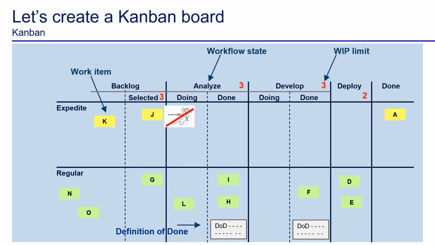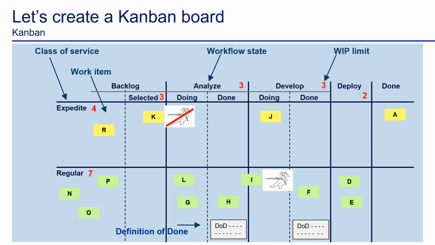We call this a class of service. It's good to limit the amount of work per class of service. If we want to, we may introduce WIP limits per workflow step for the expedite row separately. We pull work through the system. Gradually we see more cards appear on the board as work items. Select the ones which have priority and so visualize the flow of work through the system.